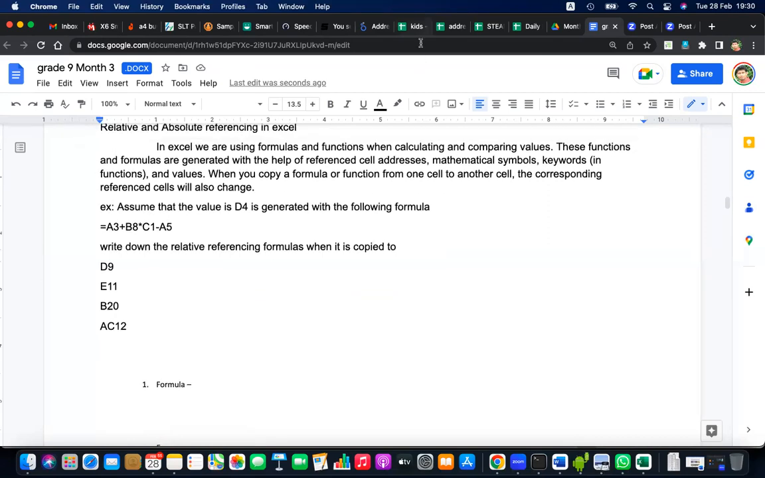So this is the formula given. Think that it is copied to this place, this place, this place, and this place. You need to figure out the new formula. So this you all can do by relative referencing. This is in D4. If it is copied to D9, what will happen? E11, what will happen? B20, what will happen? AC12, what will happen? So please try it down.